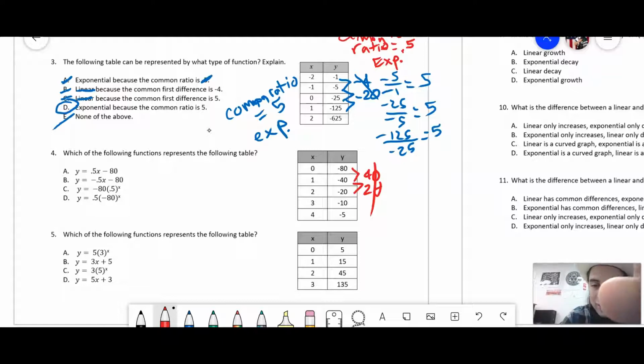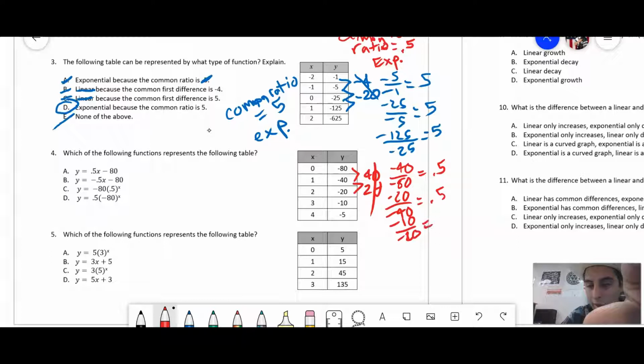So when we divide these, -40 over -80 gives me 0.5. Do it again, bottom over top. -20 over -40, 0.5. -10 over -20, 0.5. So each time I got a common ratio of 0.5.